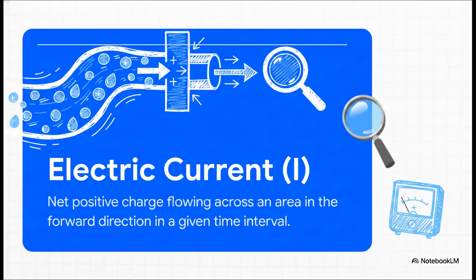At its absolute core, electric current, which we represent with a capital I, is simply Q divided by T. It's the net amount of positive charge flowing across a specific area in a forward direction over a given time interval. Think of it like measuring how many gallons of water flow past a certain point in a river every single second. It's that simple. And, of course, in the standard system of units, we measure this steady flow in amperes.